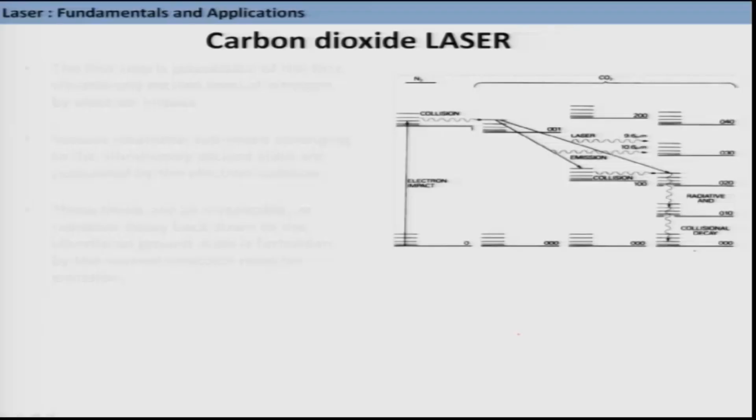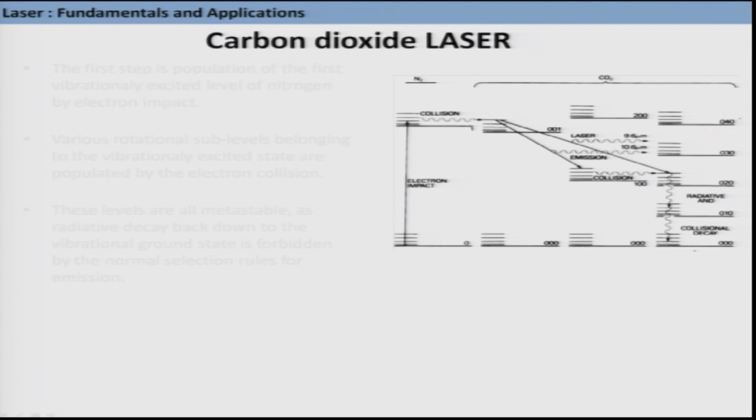So this is the energy level diagram of carbon dioxide, and it shows how the lasing takes place here and which levels are involved, which rovibrational levels are involved in this lasing action.